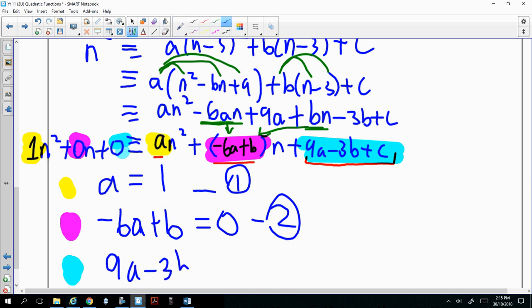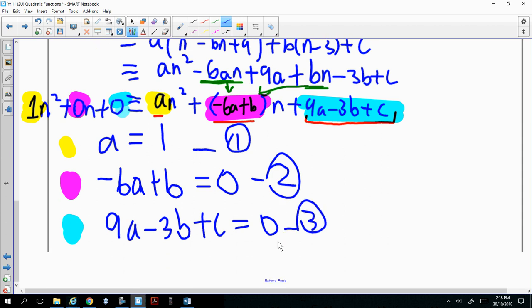So we solve them simultaneously. But in fact, it's very easy. Because I know the a value, I could substitute into equation 2 to work out the b value. And once I know the a and b, I could substitute into equation 3 to find the c value. Yes? Let's do that right now.